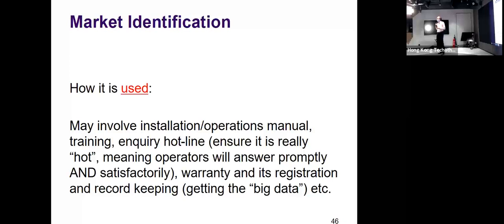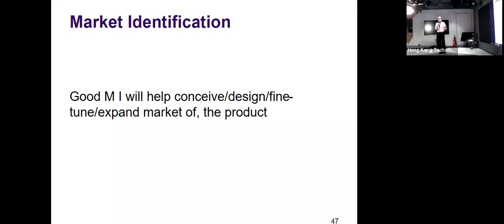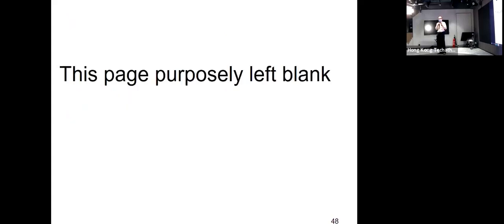Right? Now, sometimes people think about collecting big data. Imagine you talk about big data, but it doesn't work. We'll talk about it and share that. So, market identification, good market identification, MI, to help conceive, design, fine-tune, and expand the market of your product. Basically, do a lot of things. Right? So, 6W. Again, why, what, who, where, when, and how. 6W.